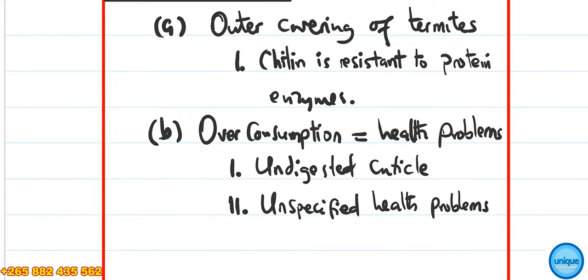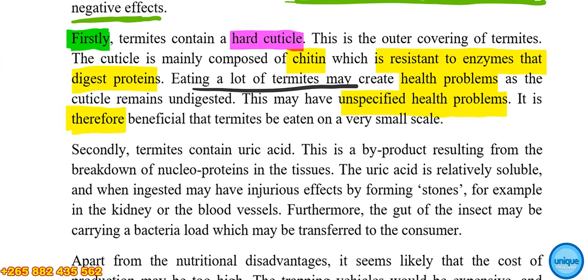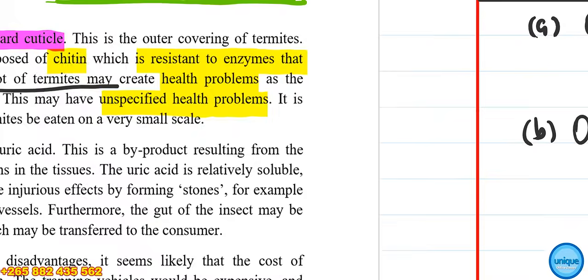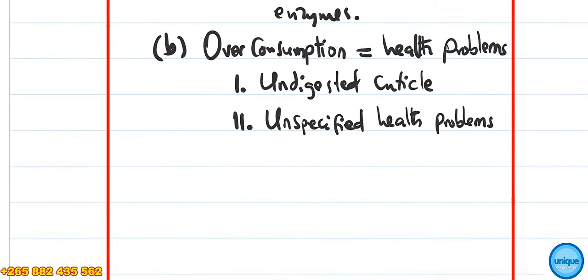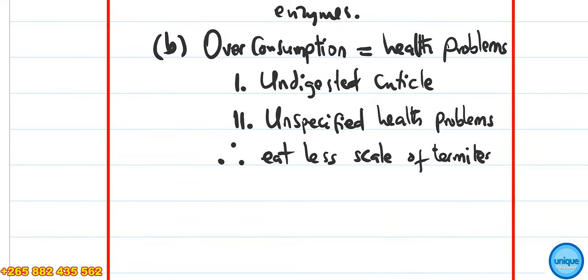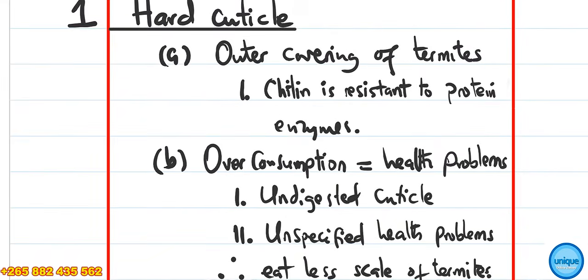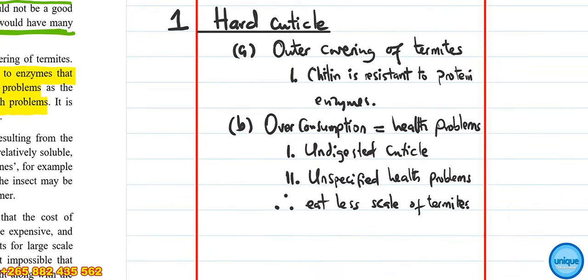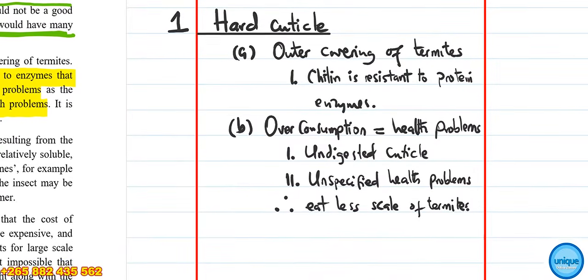Apo ndi kuti zatheka. Ndi apa amazakamba zoti therefore it is beneficial that termites must be eaten on a very small scale. So simple therefore alensa kuidziwa, so you can just put that one as therefore, timatoti titatu, eat less scale of termites. Apo ndi kuti niyo mwaweruka paragraph imene mwatani mwathana naye ikuyenera kuoneka something like this, ndi kuti not making atani ya paragraph 1 yata.